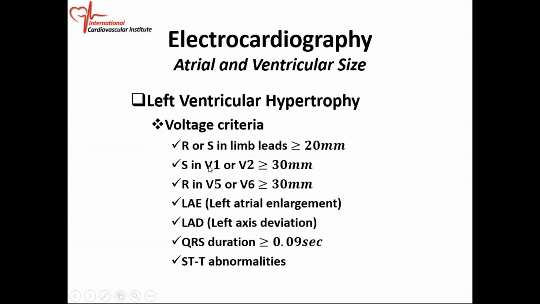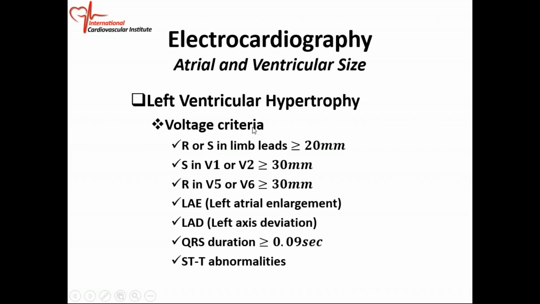If you also look in leads V1 and V2, and the S, remember the S is the downward deflection, if that S in V1 and V2 is greater than or equal to 30 millimeters, you more than likely have left ventricular hypertrophy. So most of the criteria you're going to use is voltage. When you say large voltage, think in terms of left ventricular hypertrophy. Again, when you look in leads V5 and V6, if the R wave, the upward deflection, is greater than or equal to 30 millimeters, more than likely you're going to have left ventricular hypertrophy.